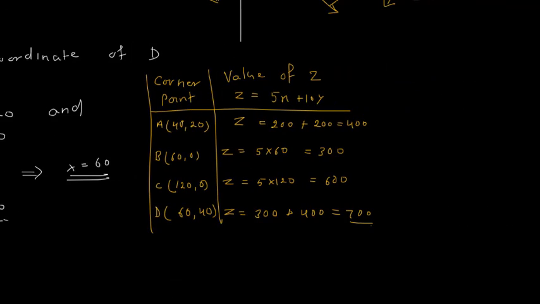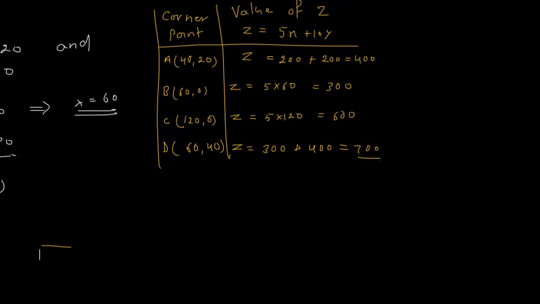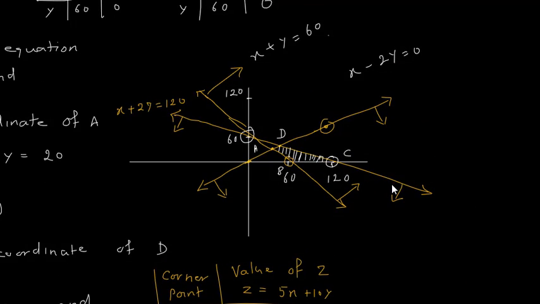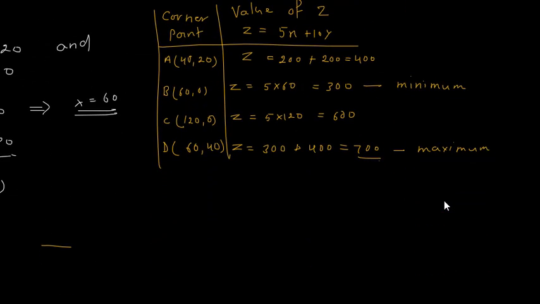So here 300 is minimum value. This is minimum value. And this 700 is maximum value. Now, as our feasible region is a bounded region, the minimum value which I got is the minimum value and the maximum value is the maximum value.